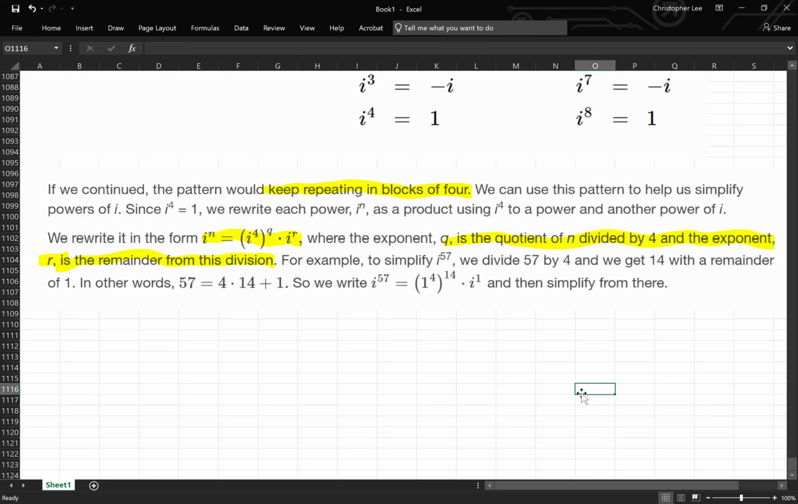Q is your quotient of n divided by 4, and the exponent r is the remainder of this division. For example, i to the 57th power, we divide 57 by 4 and we get 14 with the remainder of 1. In other words, 57 is equal to 4 times 14 plus 1. To rewrite this, it would be i to the 57 is equal to i to the fourth power raised to the 14th power times i to the first. So then all of that will simplify to just be i to the first power.